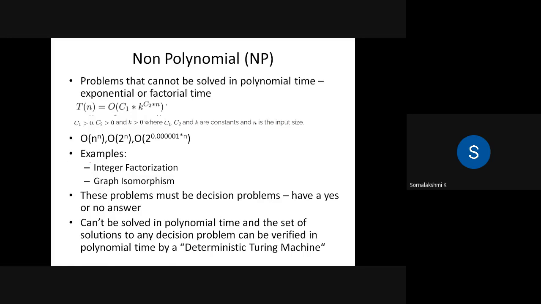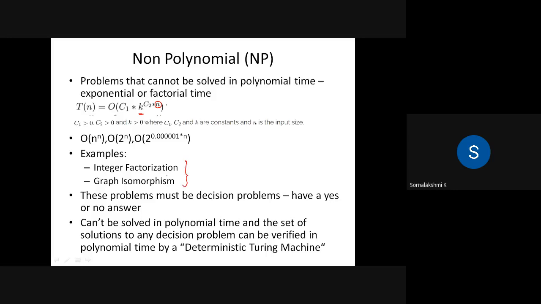So the representation here is C1, a constant, times K to the power C2. C2 is a constant, but you see the variable in the power. Right? So K is a constant, C1 is a constant, C2 is a constant, N is a variable. As N becomes huge, these are the examples, 2 power N, N power N. As N grows in size, this becomes very complex.